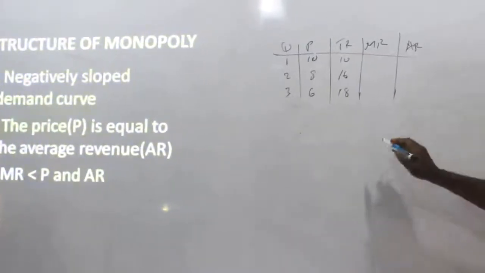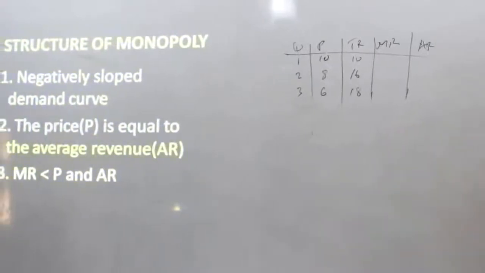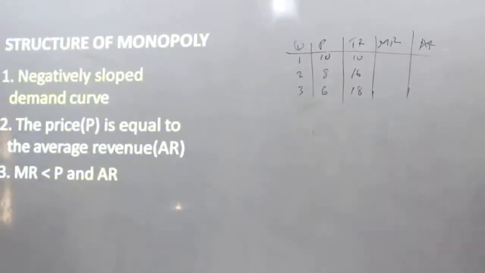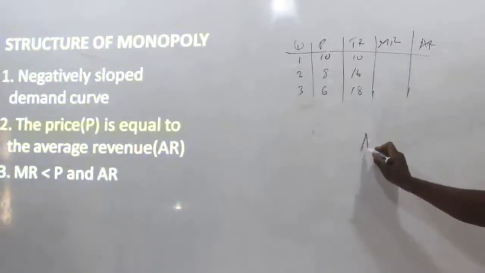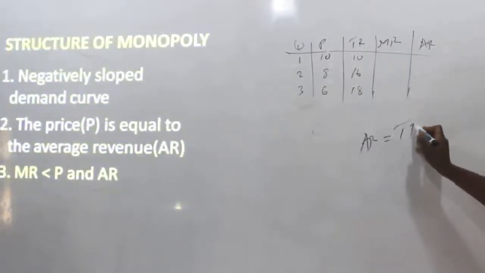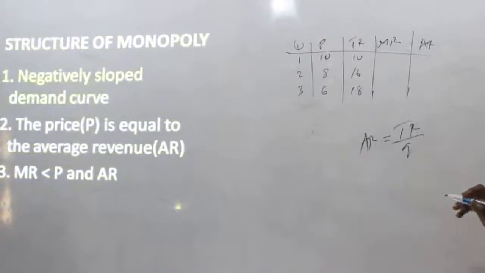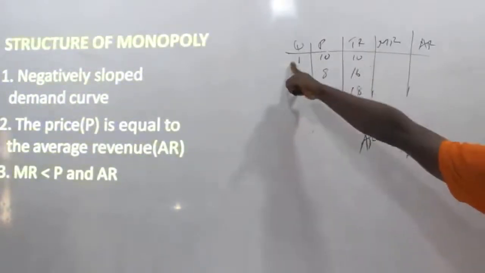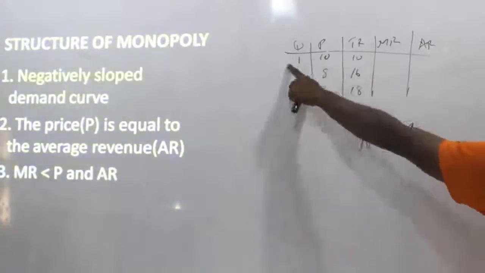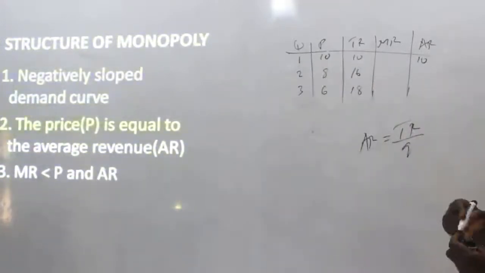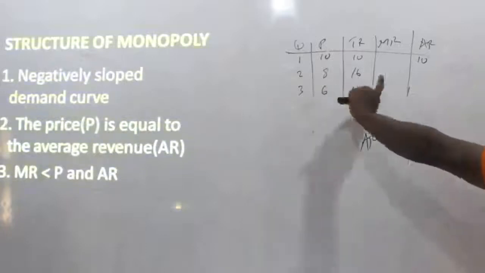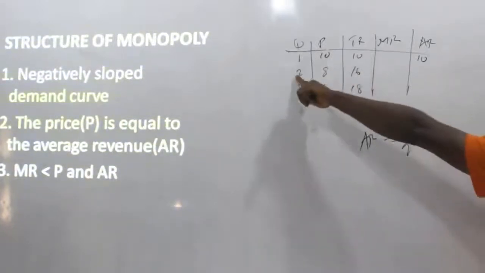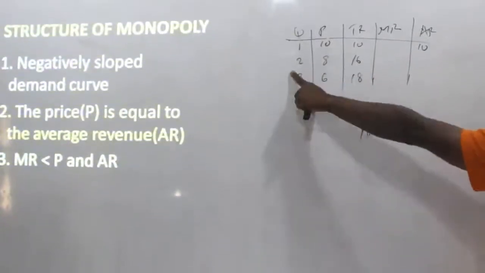Now, if our total revenue is this, what then is our average revenue? You recall I said our average revenue is equal to total revenue divided by what now? Quantity. So, what is our total revenue here? 10. What's our quantity here? 1. So, 10 divided by 1 is what now? 10. You see? What's our total revenue here? 16. What's our quantity here? 2. 16 divided by 2 is what now? 8.